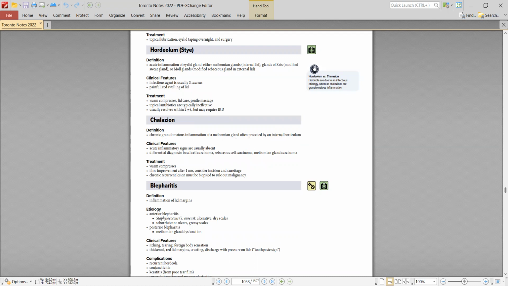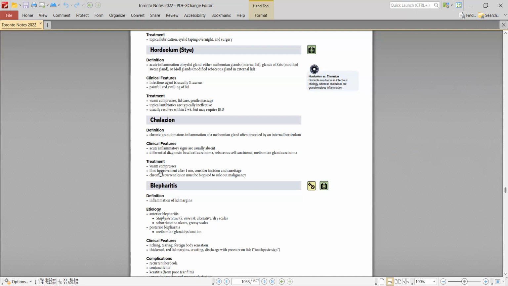So it is telling that it is affecting the internal hordeolum. It is affecting the internal lid, the inner part of the eye. Acute inflammatory signs are absent. Differential diagnosis: basal cell cancer, sebaceous cell cancer, meibomian gland cancer.